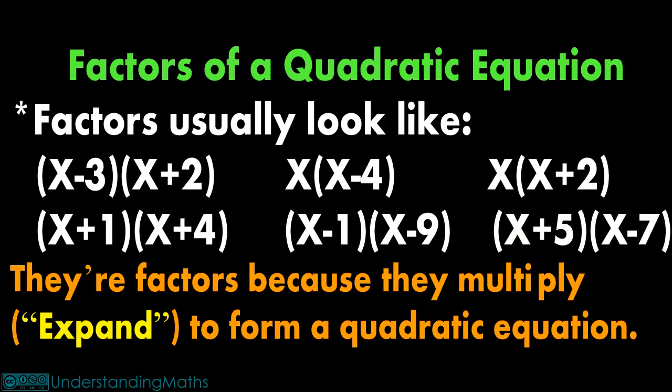Now let's discuss what type of factors make quadratic equations. Earlier I said that the defining property of a quadratic is that it has x squared in it. If it doesn't have x squared, it's not a quadratic. So here are some examples of factors of quadratic equations. When you multiply any of these pairs out, you will get a quadratic. I call them factors because they multiply or expand to form a quadratic equation. Other people prefer to call them brackets.